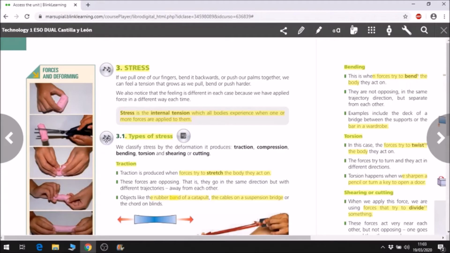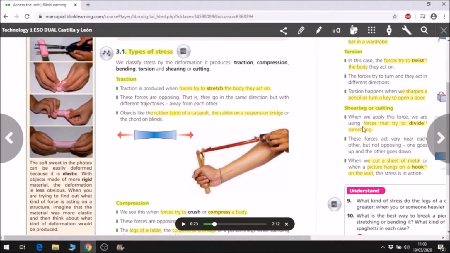The first one is called traction. Traction is produced when forces try to stretch the body they act on. Stretch means in Spanish estirar. So, objects like the rubber band of a catapult or the cables on a suspension bridge are examples of traction. Do you see in the image that we are stretching the band of this catapult?